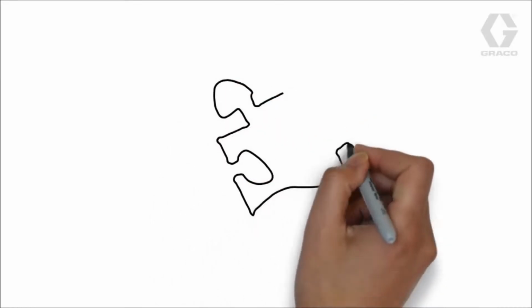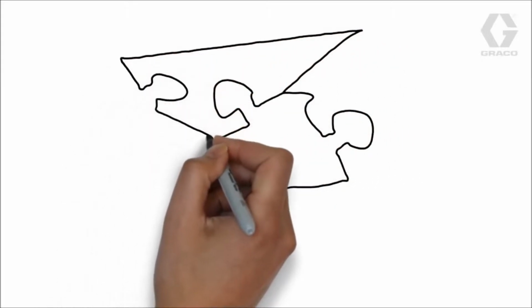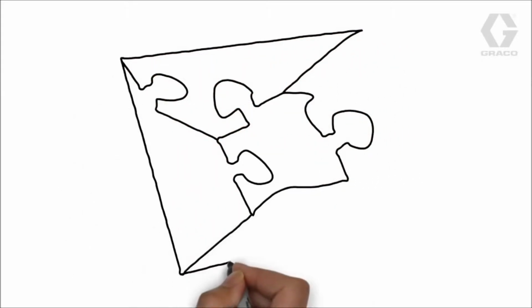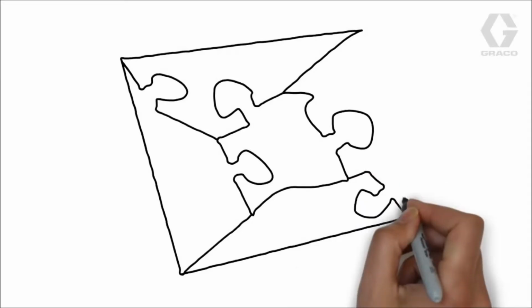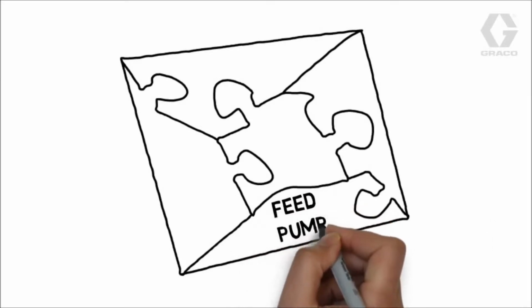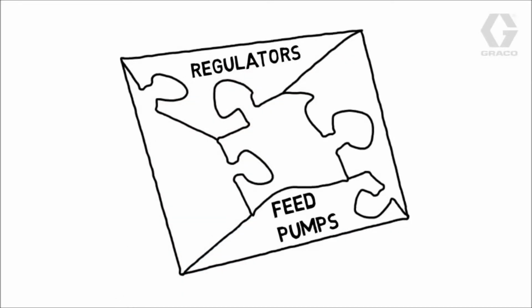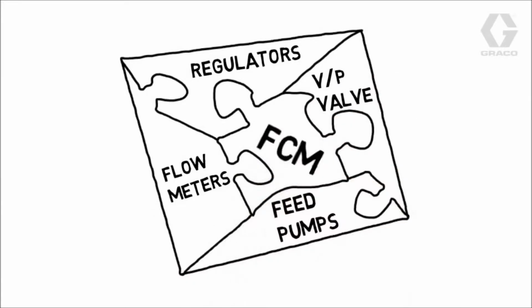So let's talk about the brains and what goes on behind the scenes. The critical components of the AGP system are feed pumps, regulators, flow meters, V2P valve, FCM. Let me show how these components work together.